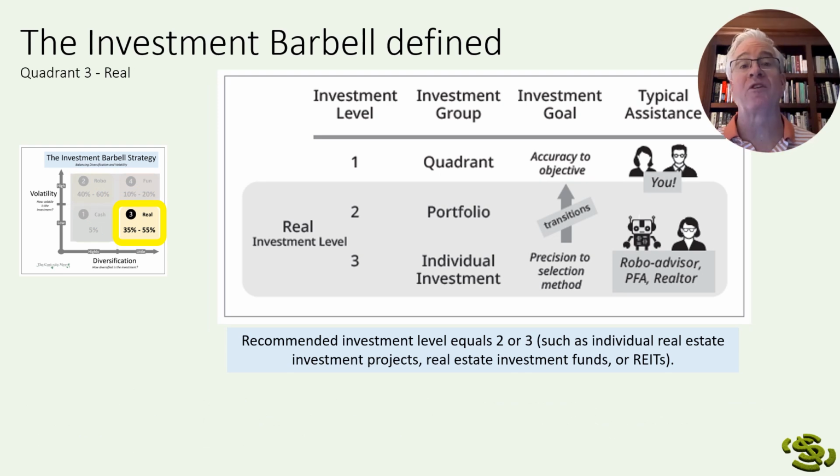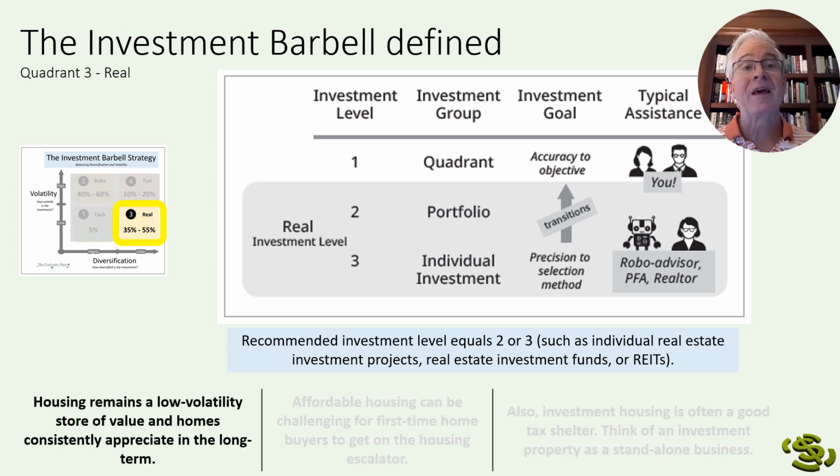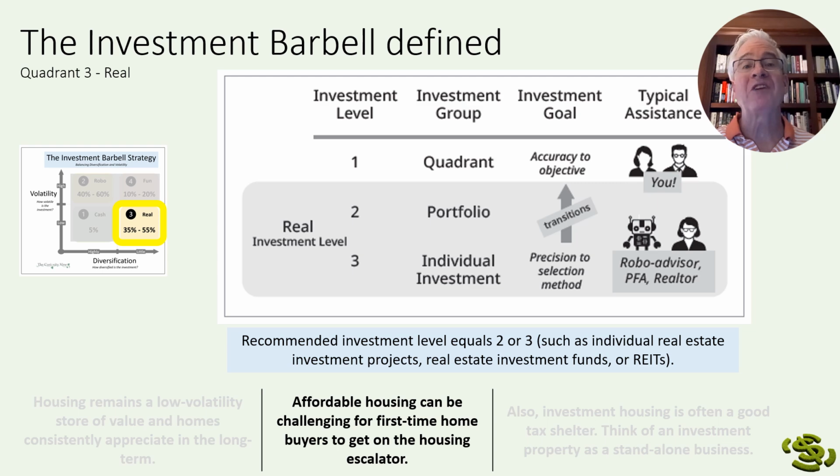Next is the real estate quadrant. It is where we have our home, investment properties, or a real estate portfolio. This is the lower diversified and lower volatility quadrant. Housing remains a low volatility store of value, and homes consistently appreciate in the long term. Affordable housing can be challenging for first-time home buyers to get on the housing escalator. I have lots of articles on how to get on the housing ladder. Check out the Curiosity Vine and our vidcasts.